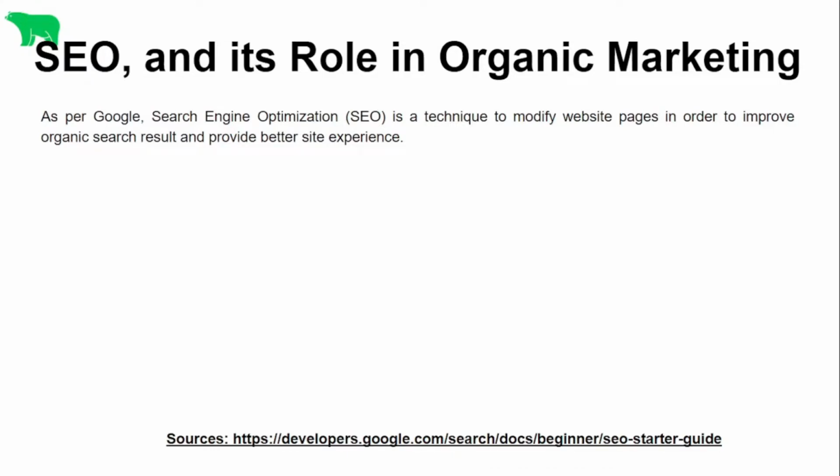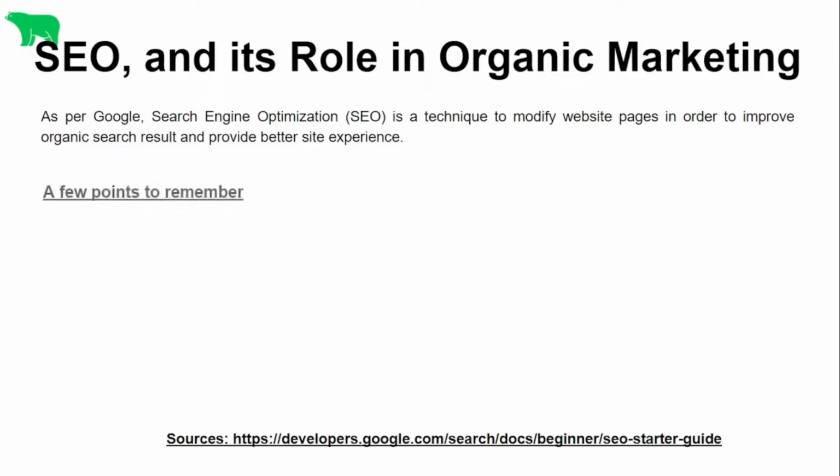It is a technique which is used to modify website pages in order to improve organic search results and provide a better site experience. In a nutshell, digital marketers and product marketers can use SEO techniques to make sure that their content pieces are getting ranked in Google or any search engine for that matter. Now, as we have discussed in our previous chapters, all the marketing efforts are getting translated into web pages. It is essential to ensure that all the web pages are written to the optimum level and perform at the optimum level.